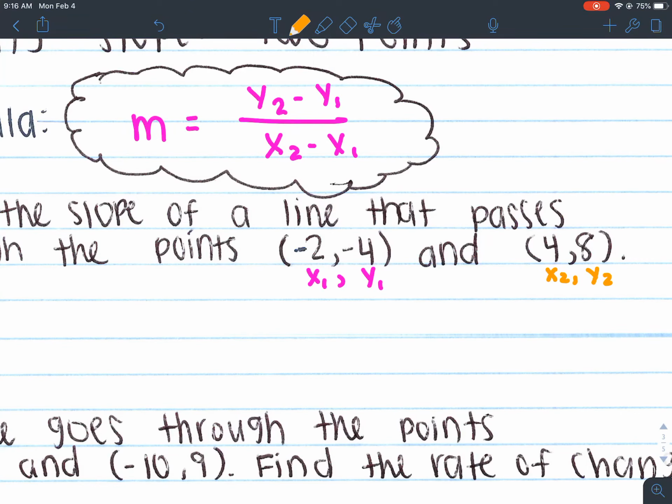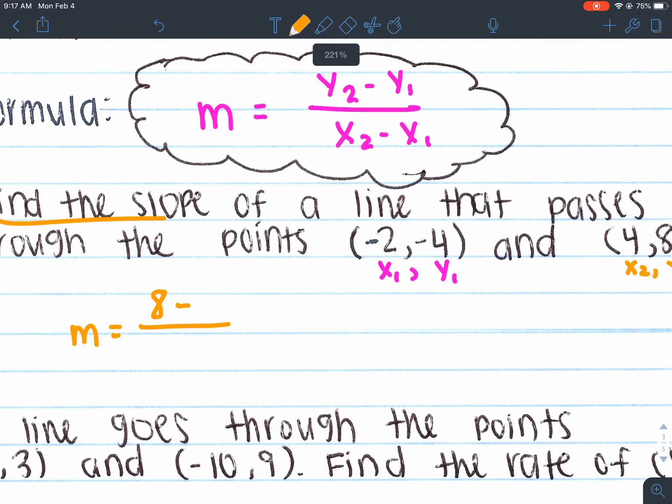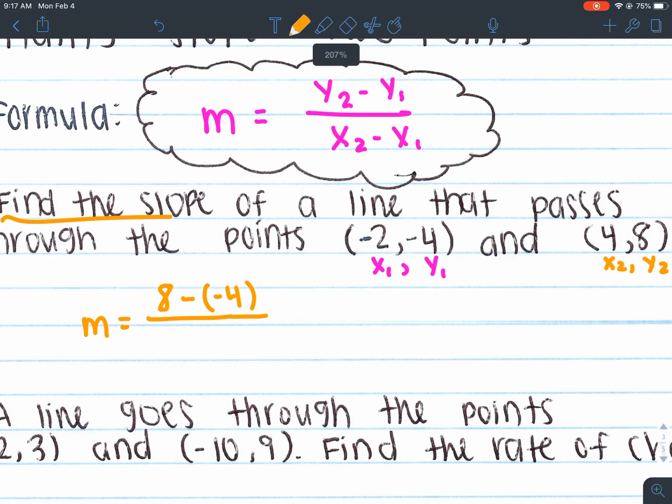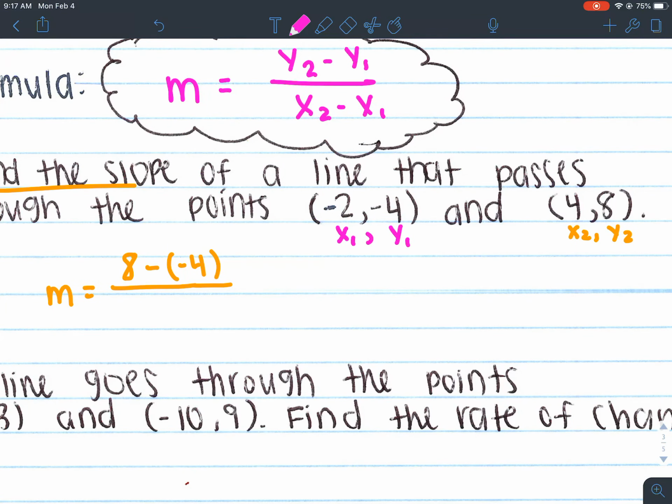So our first ordered pair is going to be our x1, y1, and then the second one's going to be x2, y2. And then from here, we are asked to find the slope, so we just plug it into the slope formula. M equals y2 minus y1. Well, my y2 is an 8, and I put a minus. My y1 is a -4. Now, you want to put that in parentheses. Anytime you write the second number, I would recommend you put it in parentheses. And then our x's would be our 4, our x2, minus x1, which is -2.